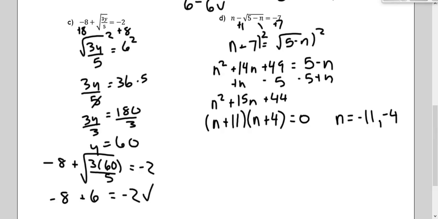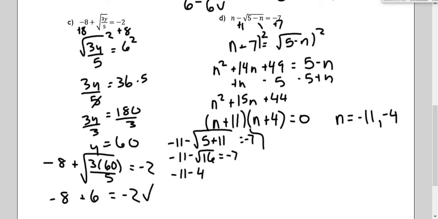And we check. So then negative 11 minus the square root of 5 plus 11 is equal to negative 7. So negative 11 minus the square root of 16 is equal to negative 7. Negative 11 minus 4 does not equal negative 7, because that would be negative 15. Does not equal negative 7. So this guy doesn't work. Check.